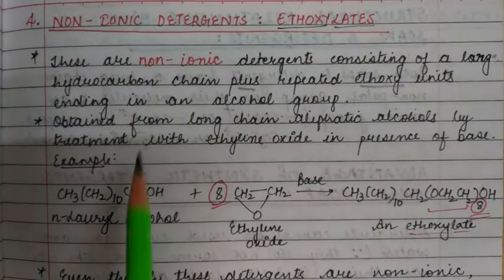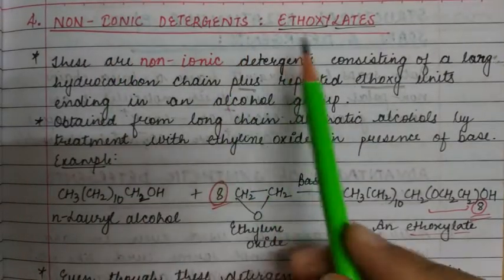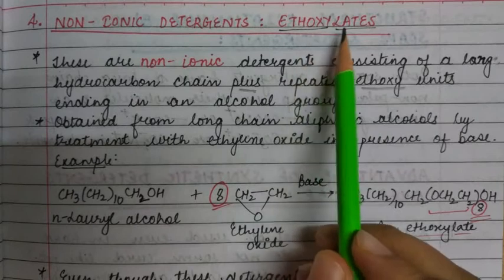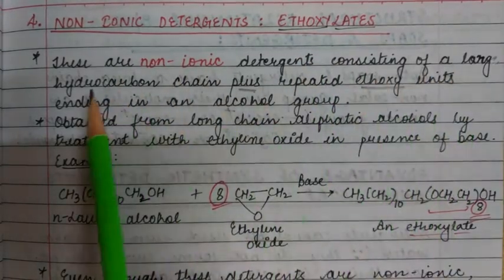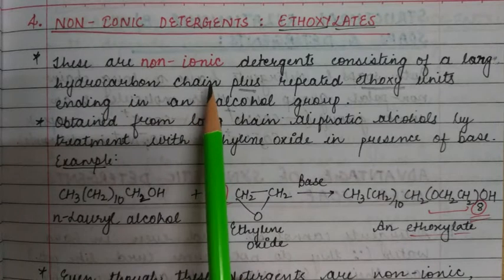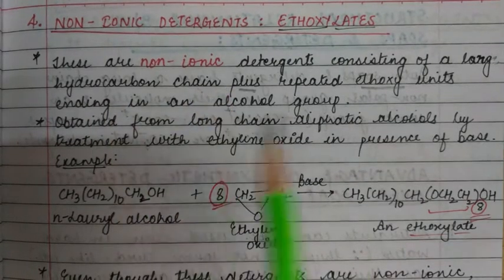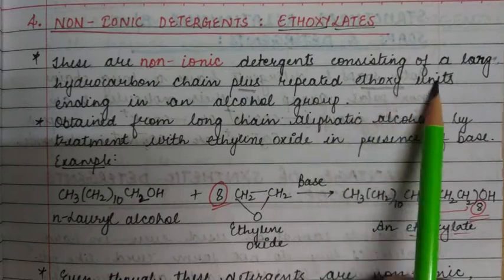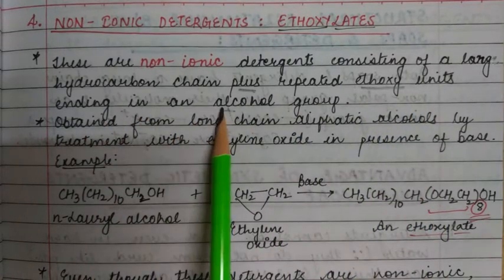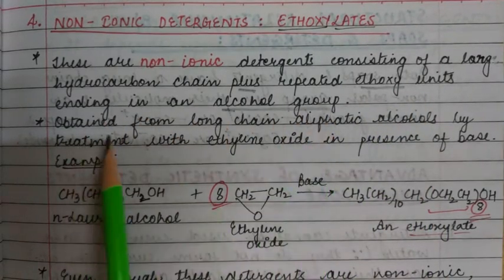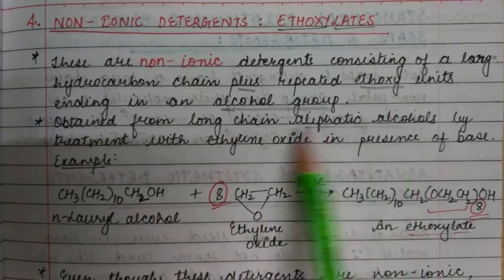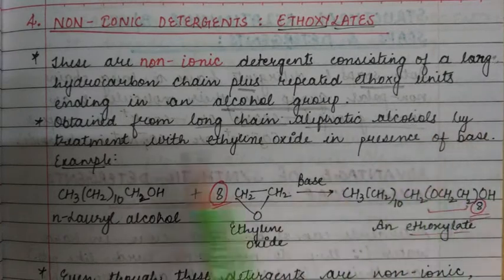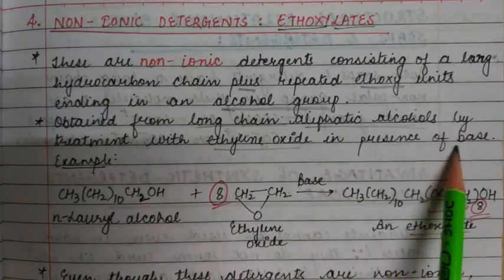The fourth type is non-ionic detergents, or we can say ethoxylates. These are non-ionic detergents consisting of a long hydrocarbon chain. One, we have a long hydrocarbon chain. Second, we have repeated ethoxy units ending in an alcohol group. It is obtained from long chain aliphatic alcohols by treatment with ethylene oxide in the presence of a base.